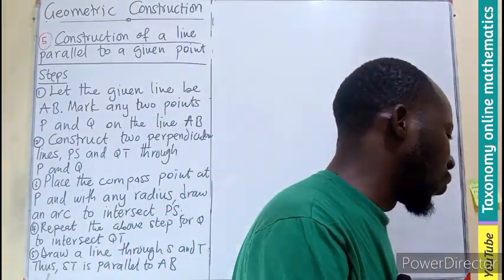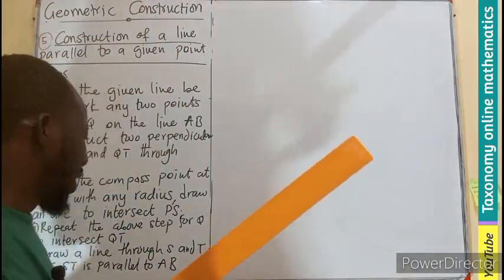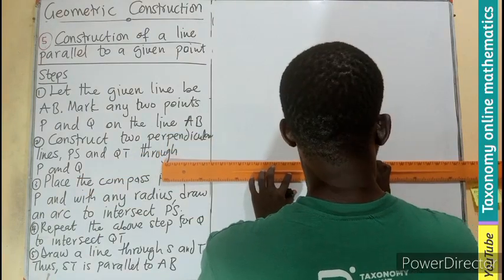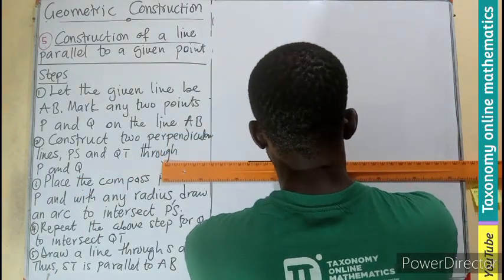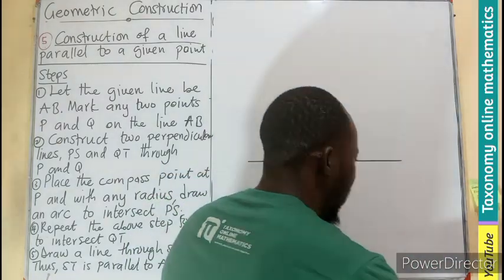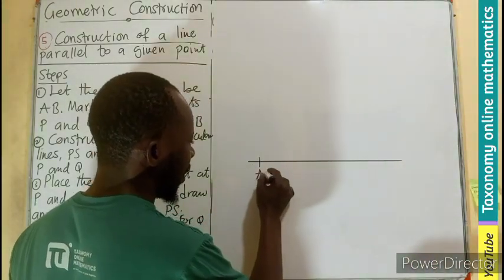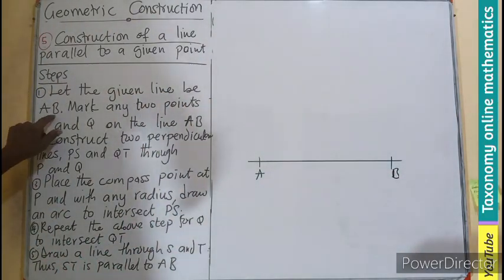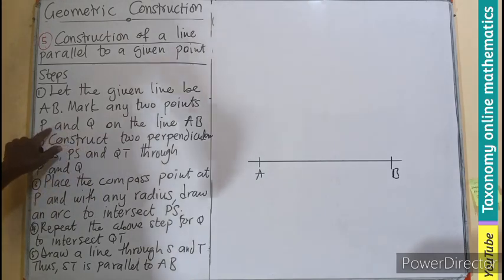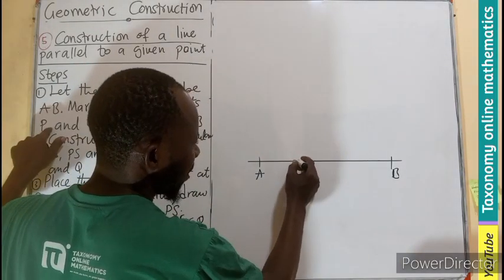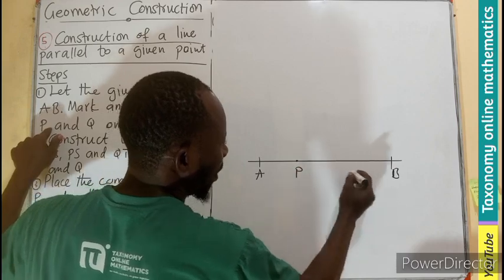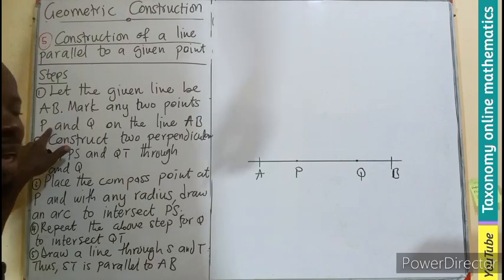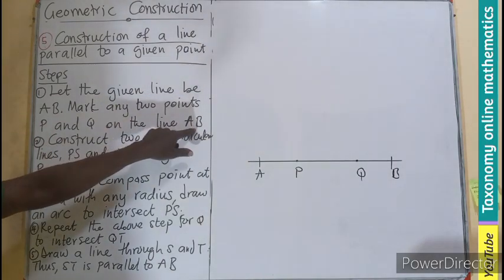So our first thing to do is to take our ruler and draw any line. Let's say I'm having a line here. Don't forget to leave half an inch for A, half an inch for B. So this is the line segment AB. Now we are going to mark any points on the line. So let's say I am marking here to be P, marking here to be Q. So these are the 2 points that we are to mark, P and Q, on the line.